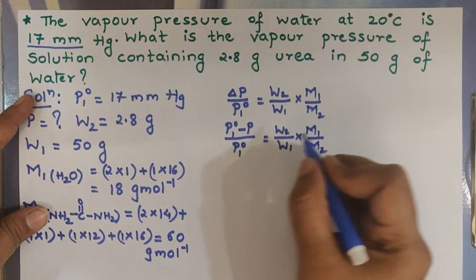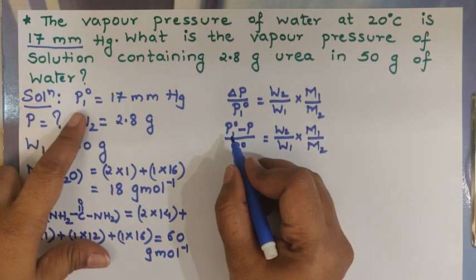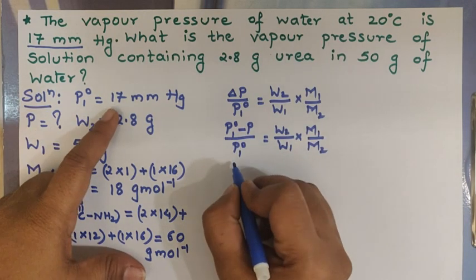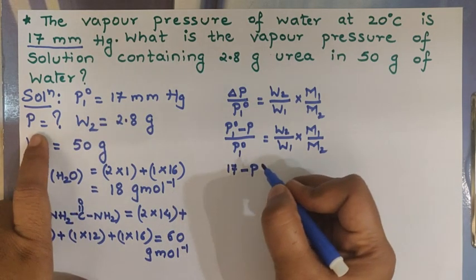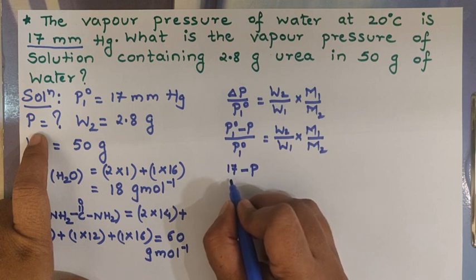Now let's start substituting the values. P1 naught we have already got over here. The data is given to us, that is 17 minus P. That's what we need to find out. That's the vapor pressure of the solution.